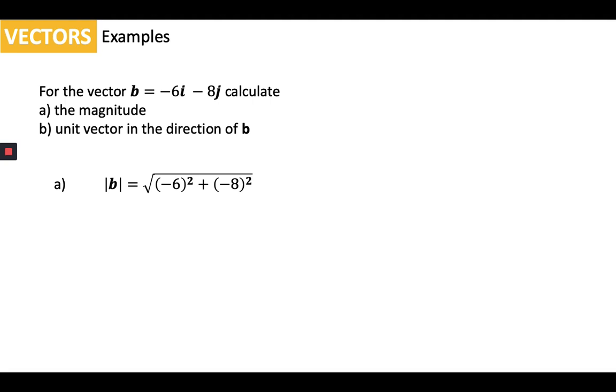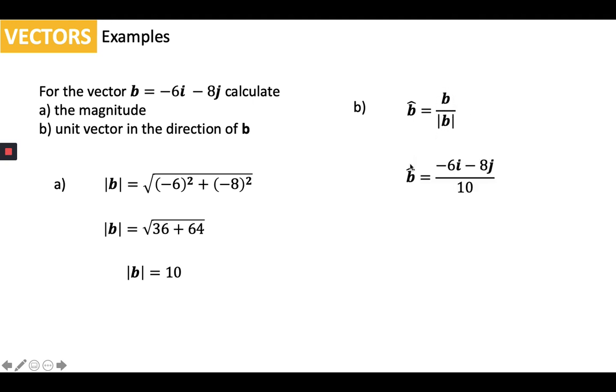So the square of negative 6 plus the square of negative 8, all square rooted. 36 plus 64 is rooted, so it gives me the magnitude of B as 10. Now, I want to find this unit vector. So this B hat, unit vector in the direction of B, is the vector B divided by its own magnitude. The vector B is negative 6i minus 8j. The magnitude of B is 10.